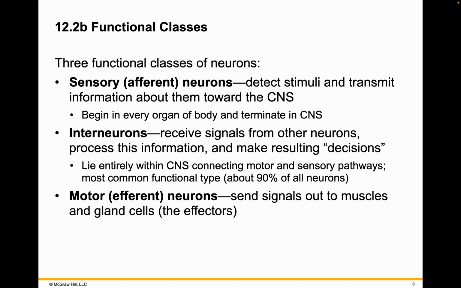The vast majority of neurons are interneurons. They receive signals from neurons, process the information, and make decisions about whether to stimulate the next neuron in line or not. These interneurons lie entirely within the central nervous system. They're connecting the motor and sensory pathways. Again, this is the most common functional type, and about 90% of all neurons are interneurons. And motor neurons, or efferent neurons, send signals out to the muscles and glands, the effectors.